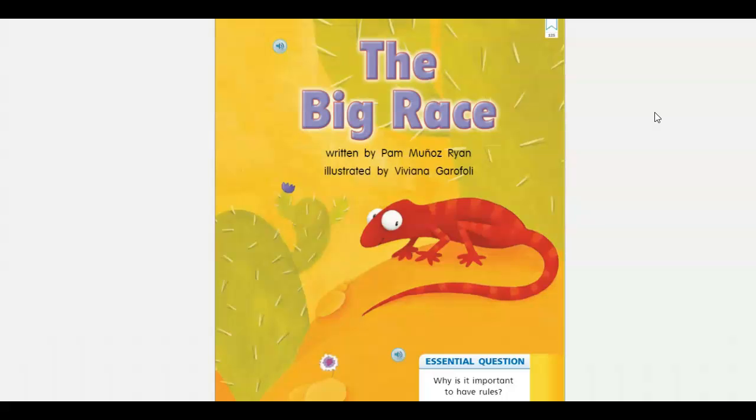Our essential question is, why is it important to have rules? So be thinking about this as we're reading. Why is it important to have rules?